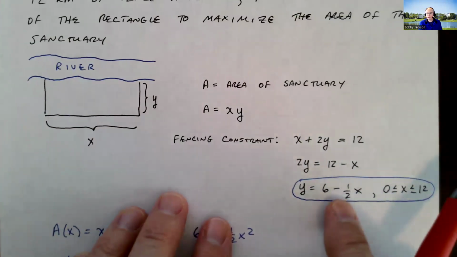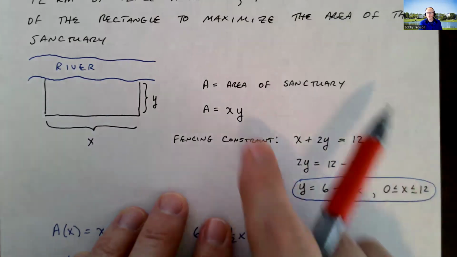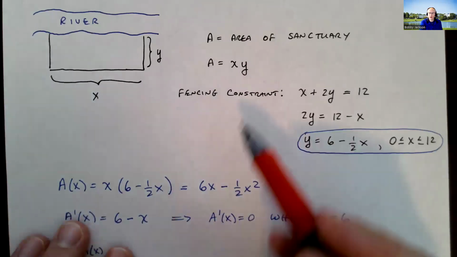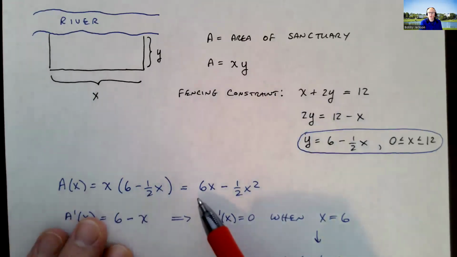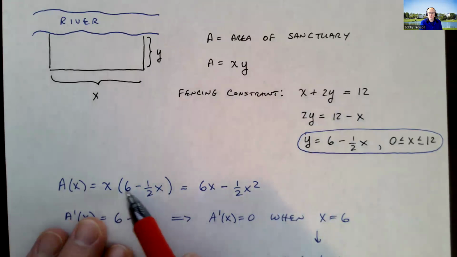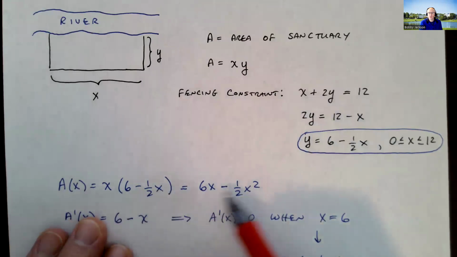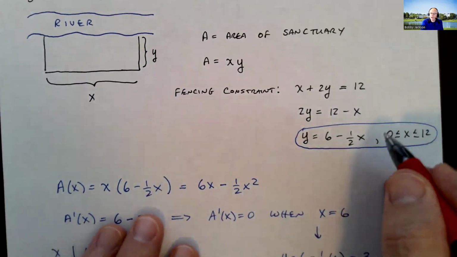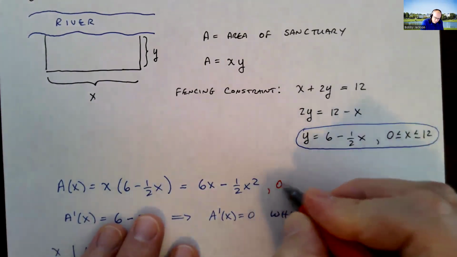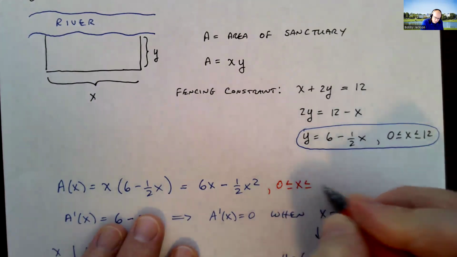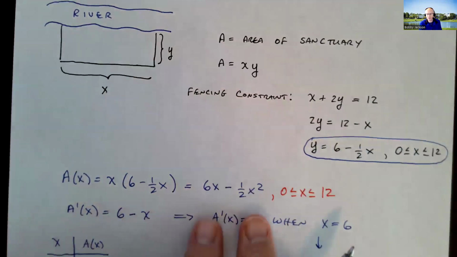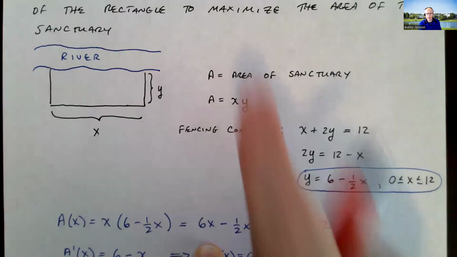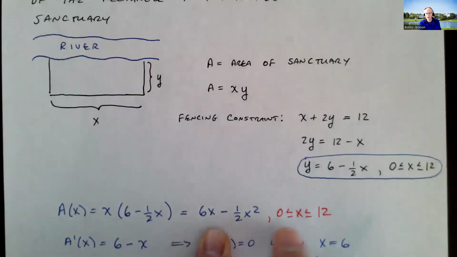And so basically, I can plug in now for Y here, this expression 6 minus 1/2 X. So when I plug that in, I get this, and distributing the X through, I get 6X minus X times 1/2 X, which is 1/2 X squared. And so this is valid on the interval from 0 to 12 for X. So basically, we're now asked to find what's the maximum value of this function, right? We're trying to maximize this area. What's the maximum value of this function on this interval?